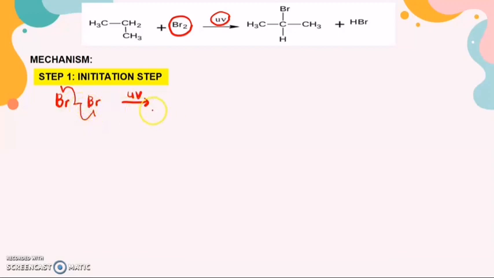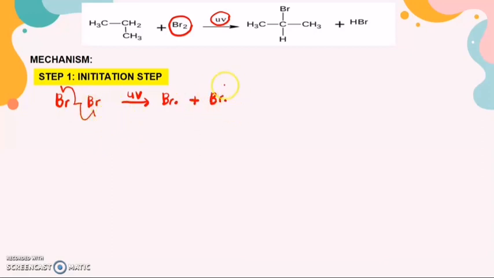And the product formed is free radical. Because homolytic cleavage happened and the 2 electrons were distributed symmetrically, we will have a free radical of bromine plus another free radical of bromine. So we have 2 free radicals of bromine in the first step. That's all for the first step.